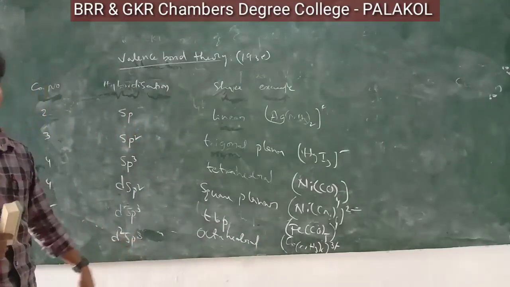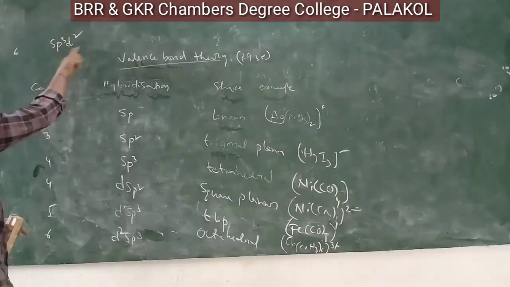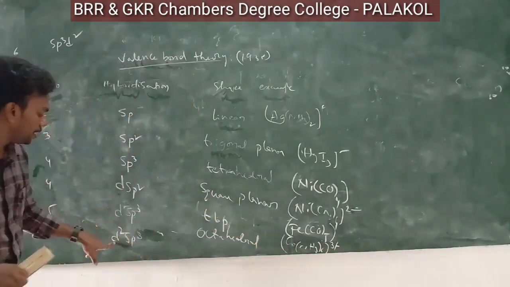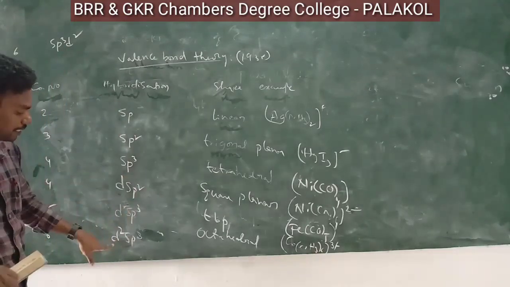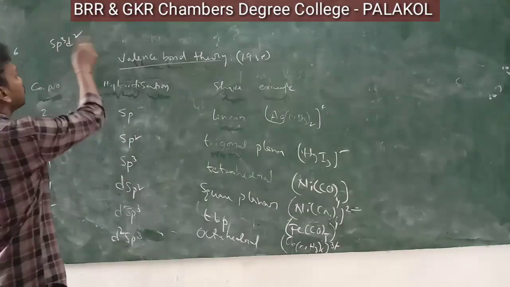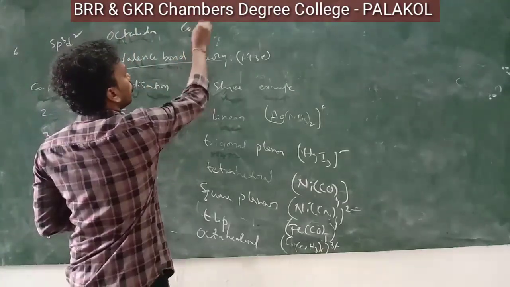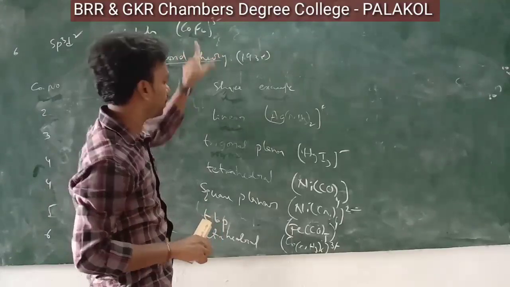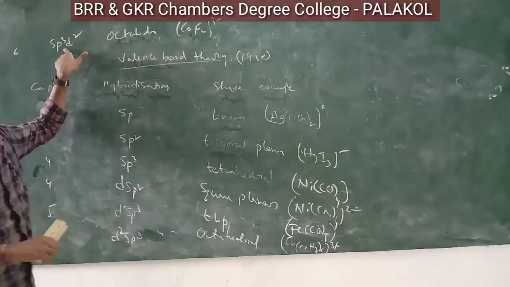If the coordination number is 6 and the hybridization is sp3d2, that means outer d orbitals are involved. For example, this metal belongs to the 3d series, so the inner d orbital is (n-1), that is 3d, while the outer is nd, that is 4d. So in sp3d2 hybridization, outer d orbitals are involved, and the structure is octahedral, example CoF6 3 minus. Here NH3 is a strong ligand, forming an inner orbital complex, and fluoride is a weak field ligand, forming an outer orbital complex.